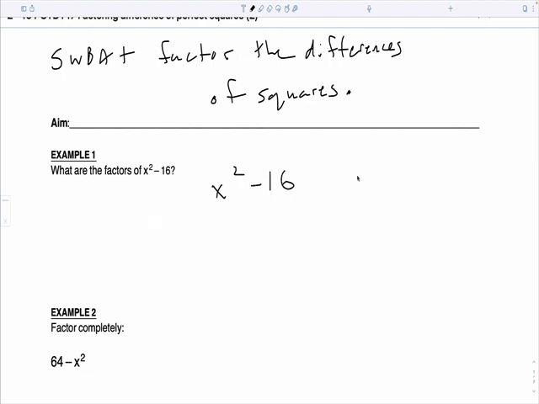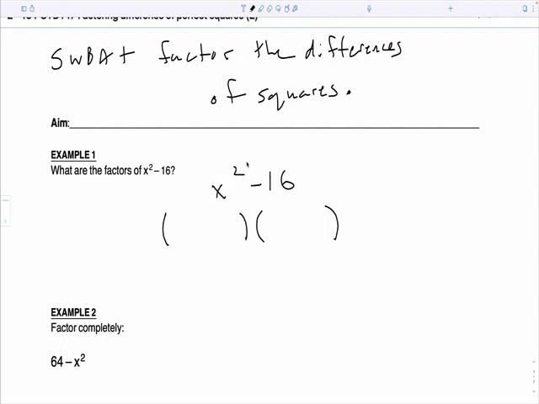What are the factors of x squared minus 16? This problem looks weird. It's not a trinomial, but what if I were to tell you, just like Thursday and Friday, this, when it was born as a baby, it used to be two binomials. Even though it's not a trinomial, way back when, from the very first days, it was two binomials.